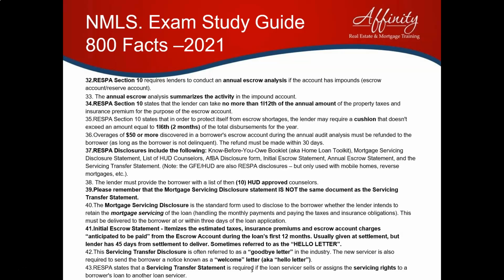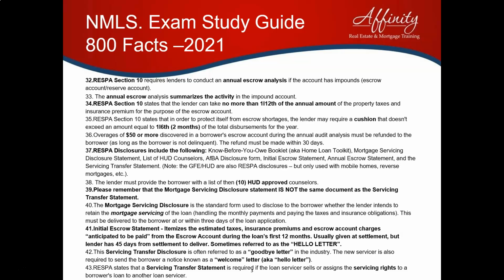RESPA Section 10 requires lenders to conduct an annual escrow analysis if the account has impounds, escrow accounts, and reserve accounts. The annual escrow analysis summarizes the activity in the impound account. RESPA Section 10 states that the lender can take no more than 1/12 of the annual amount of the property taxes and insurance premium for the purpose of the escrow account. That just means that they're paying it monthly.